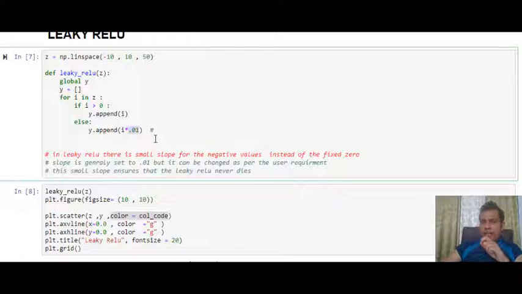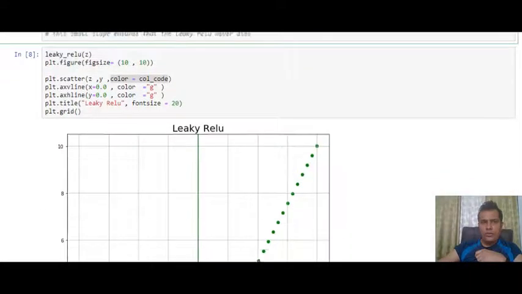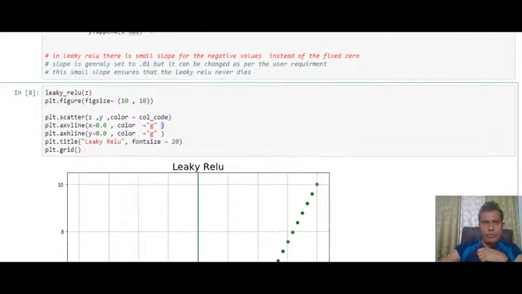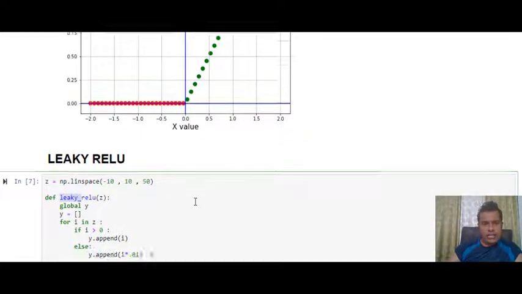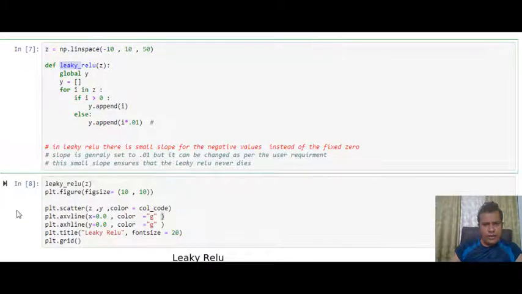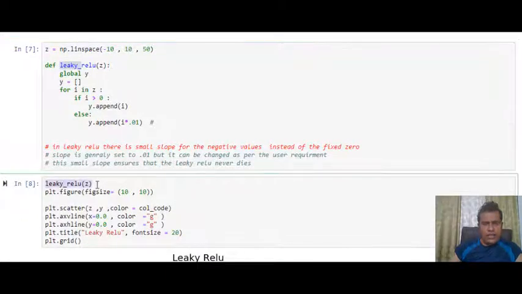Now let's plot our leaky ReLU. For plotting, I have already written the code. Let me explain the main lines, what I am doing. I am giving a call to my leaky ReLU, which is acting as my user defined function. So leaky ReLU z, and then I am saying plt.figure, and I am doing my scatter plot. And again this time I am doing my color coding. So let's see how our leaky ReLU will look like. Our leaky ReLU will look something like this.